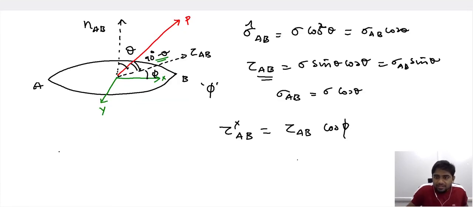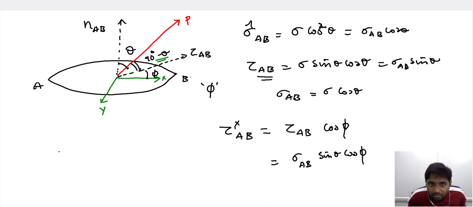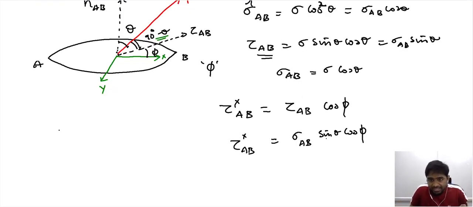And we have already arrived at this relation in our pseudo three-dimensional case, so ultimately it will be sigma AB sin theta cos phi. So this is the expression that we have already arrived at. So along the x-axis, the shear stress experienced by the surface of AB will be of this form, with cos theta sin phi.